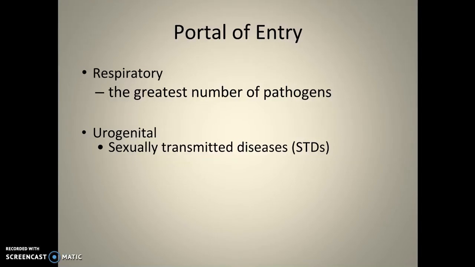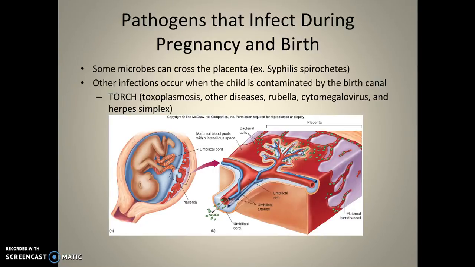Your respiratory tract, this is the greatest number of pathogens. So anything that's in the air that you can breathe in. And then through your urogenital tract via sexually transmitted diseases.